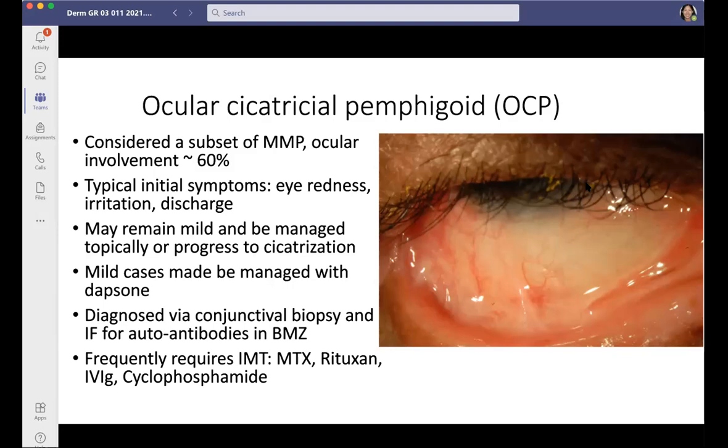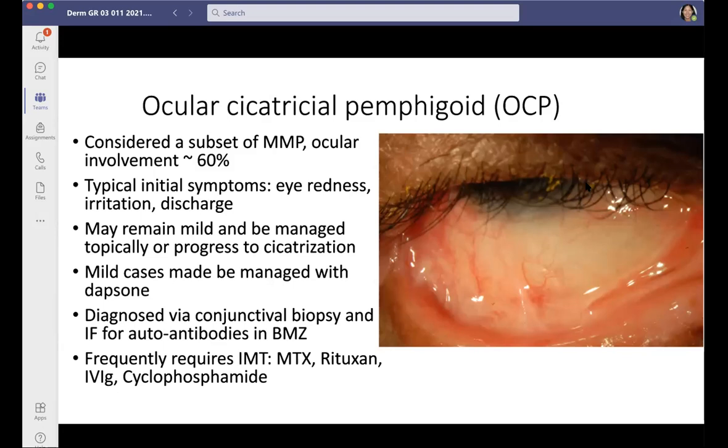Mild cases can be managed with dapsone. I virtually never do that just because the patients who come to me have typically failed dapsone, although it can work. As you know, it's basically an antibiotic. It works for kind of mysterious reasons. I just almost never prescribe that. So when I see patients, I'm typically using the bigger guns. And so I'm using some type of immunomodulatory therapy, either methotrexate, Rituxan, IVIG, or the alkylating agents.